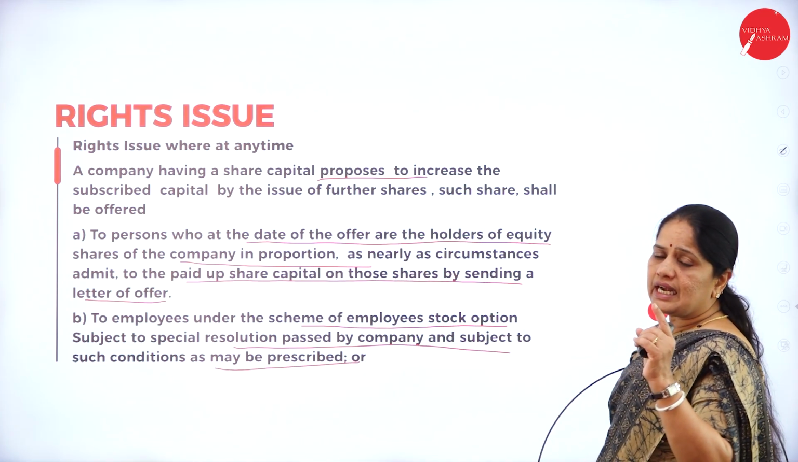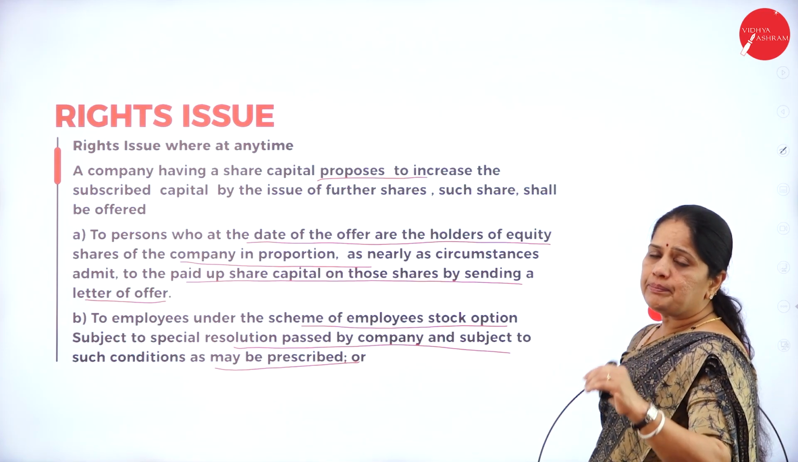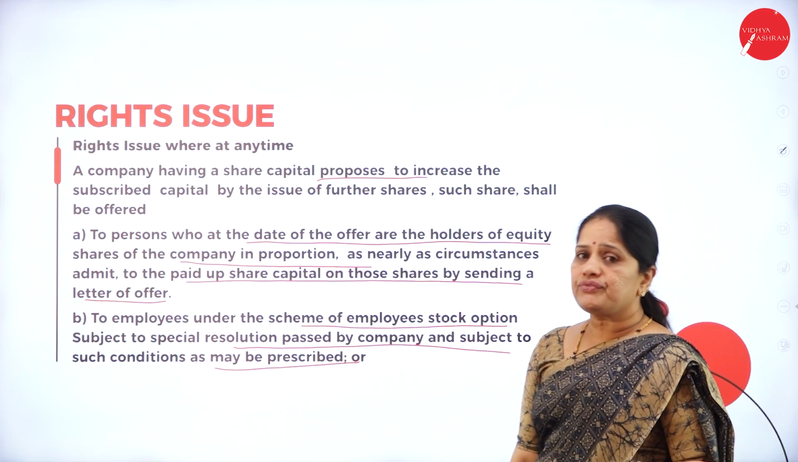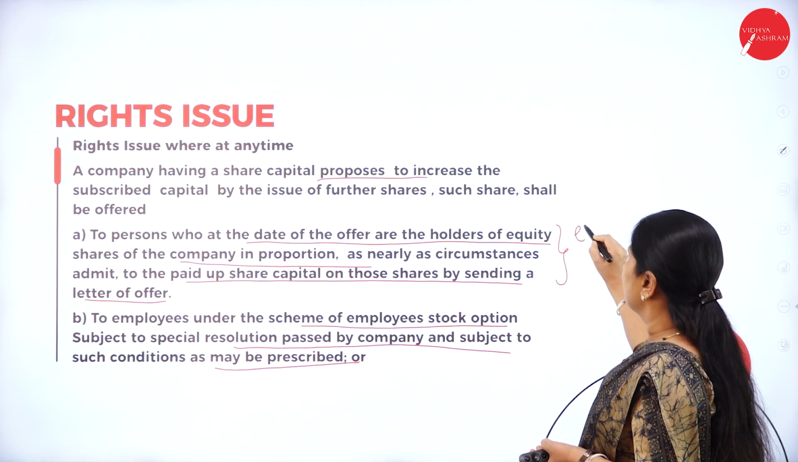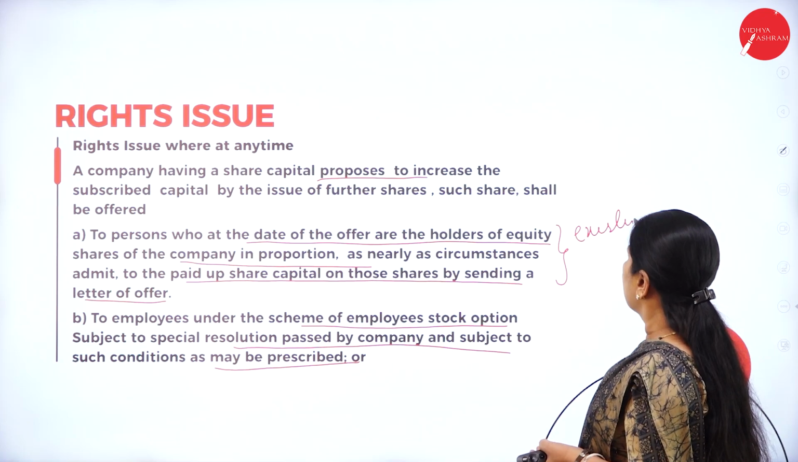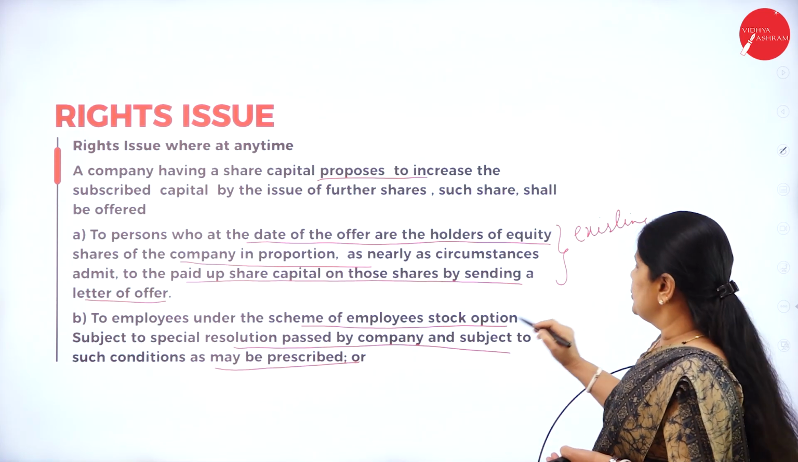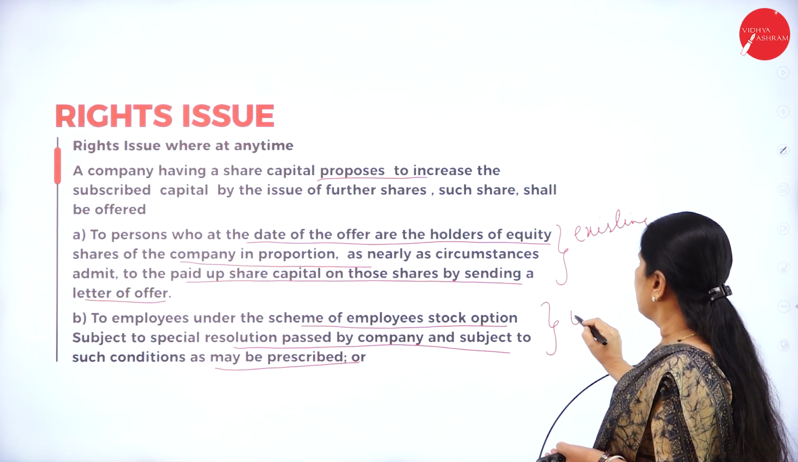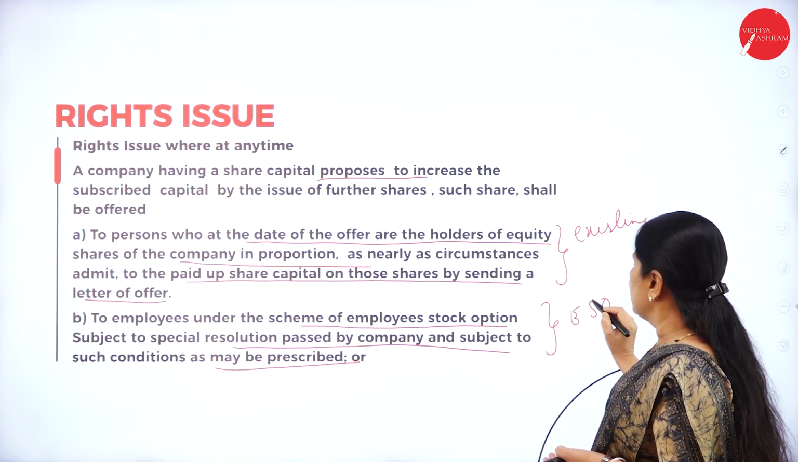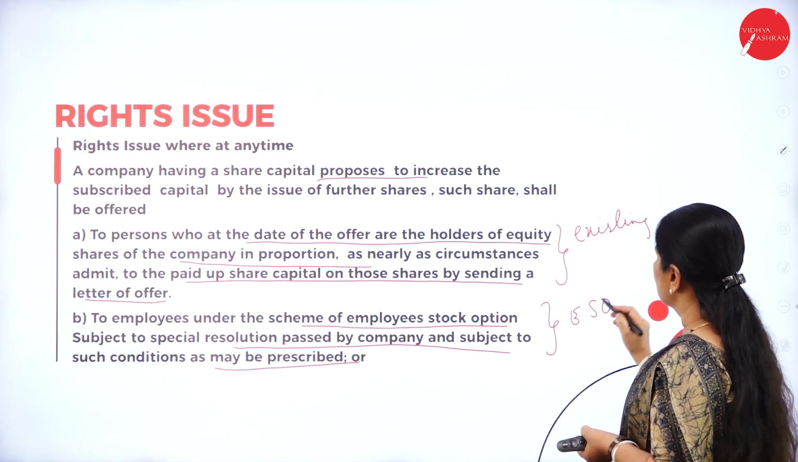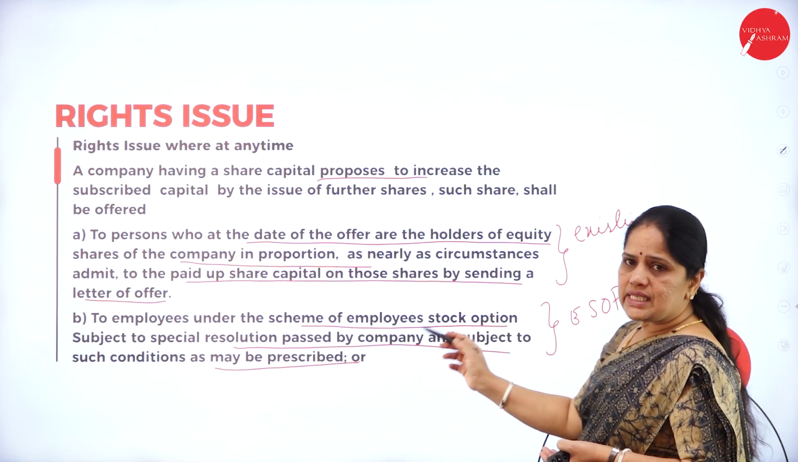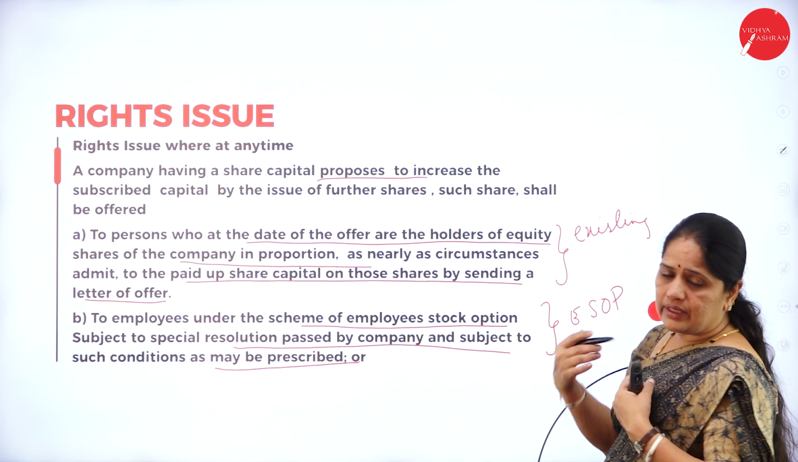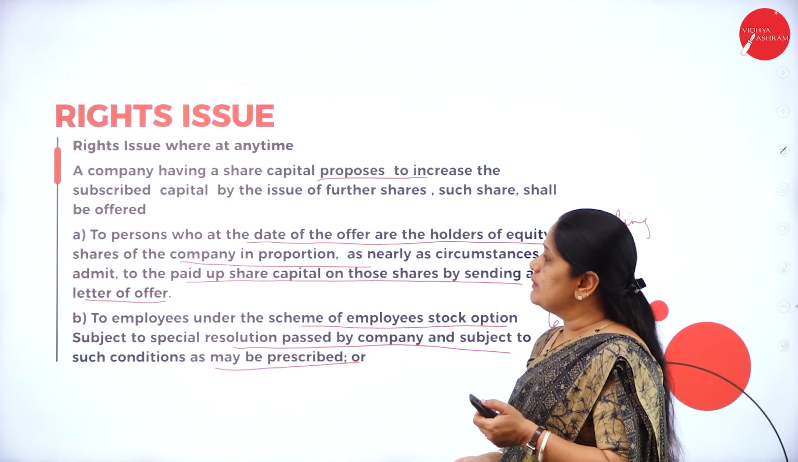So whenever there is a rights issue, or whenever the company wants to have a fresh issue of equity shares, the first thing is that the existing equity shareholders are entitled to the rights issue. Secondly, the employee stock option, ESOS, that is the employee stock option plan. So employees can have a right to these extra shares which are being offered to the public.